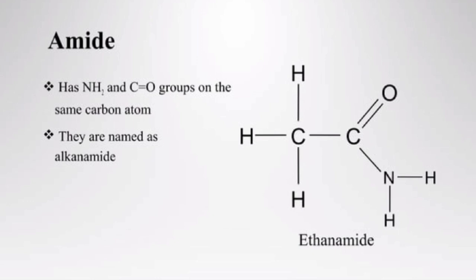In the example given here, we find that there are two carbon atoms. So the root word used is eth. Since there is a C double bond O and NH2 group present, we add the suffix amide along with it, and the name given is ethanamide.